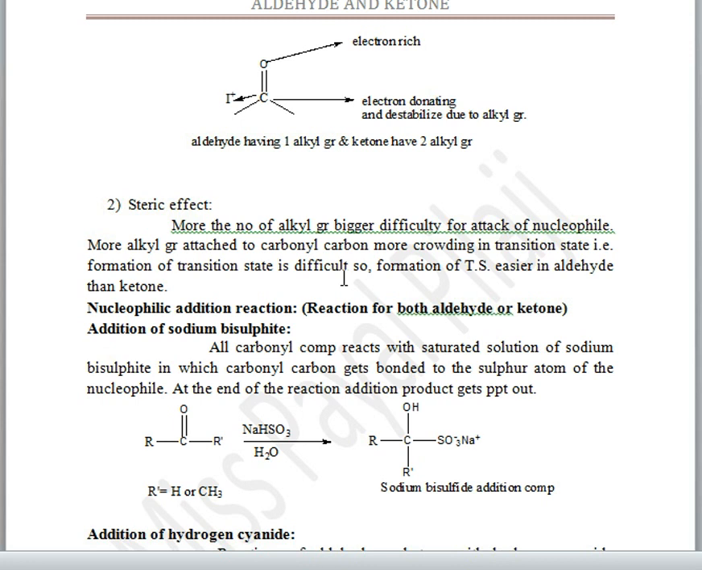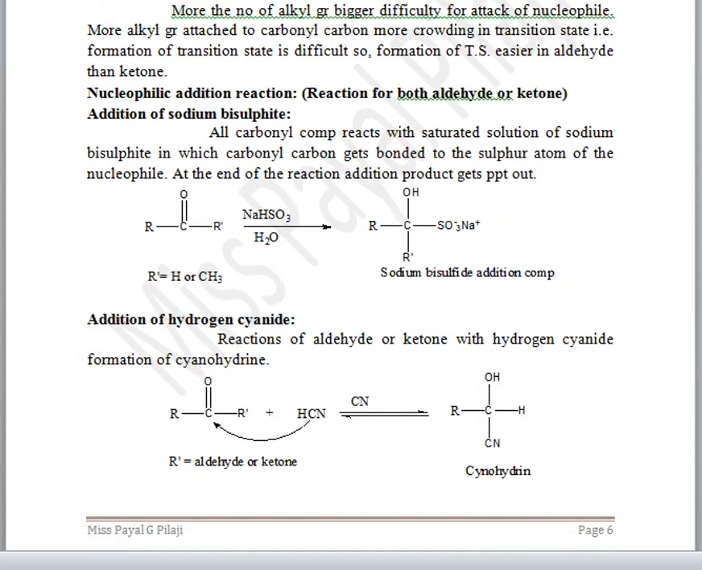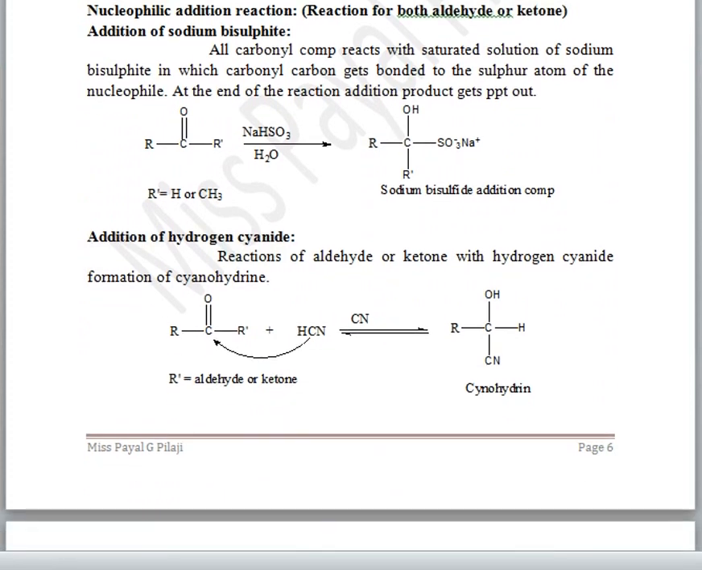Next are the nucleophilic addition reactions for both aldehydes and ketones. The first reaction is the addition of sodium bisulfite. The carbonyl compound reacts with a saturated solution of sodium bisulfite, in which the carbonyl carbon gets bound to the sulfur atom of the nucleophile. At the end of this reaction, the addition product precipitates out.